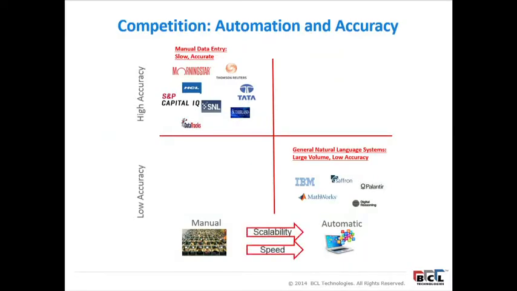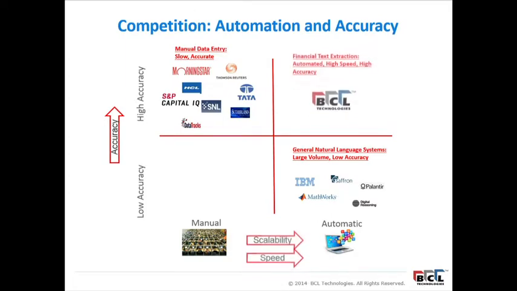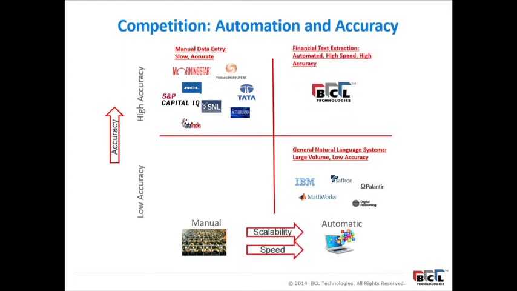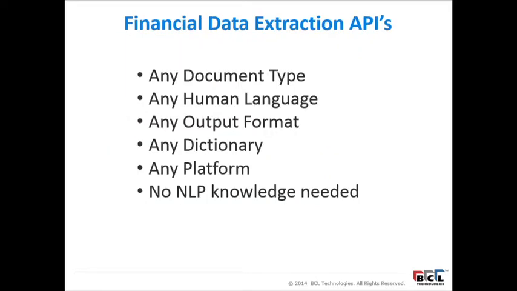So quick analysis of how we stack up versus other people. There's automated systems which are scalable and fast, but you lose accuracy. You have accurate systems which are manual. We sort of do the best of both by focusing on the financial world. We have very high accuracy and very high speed. So a quick summary, if I were to tell you what we're about: we can handle any document type, any human language, any output format, any dictionary. That means industry, any platform you want. This is platform independent, and no natural language processing required.